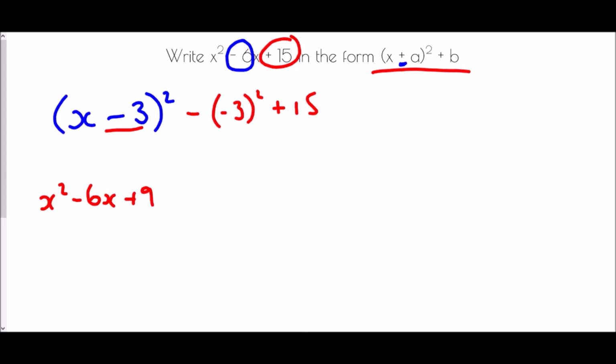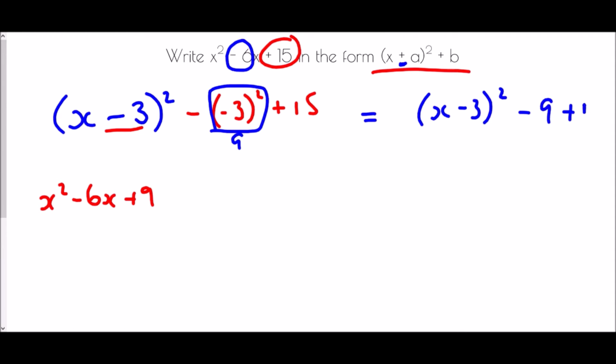And so I will get from this x take away 3 squared. If I subtract negative 3 squared, well, negative 3 squared is 9. So take away 9 and then add 15. And if I work that out, that is x take away 3 squared plus 6. And that is in the form x plus a squared plus b.